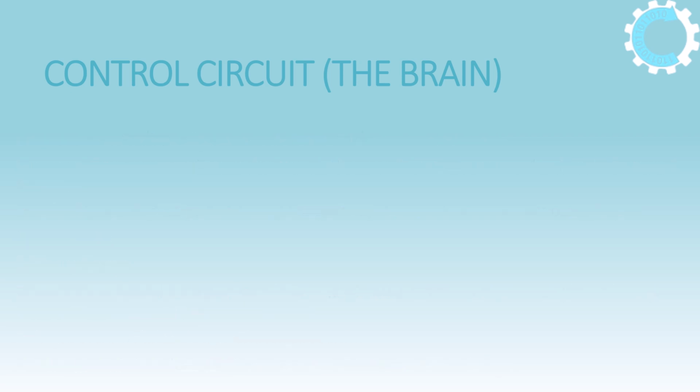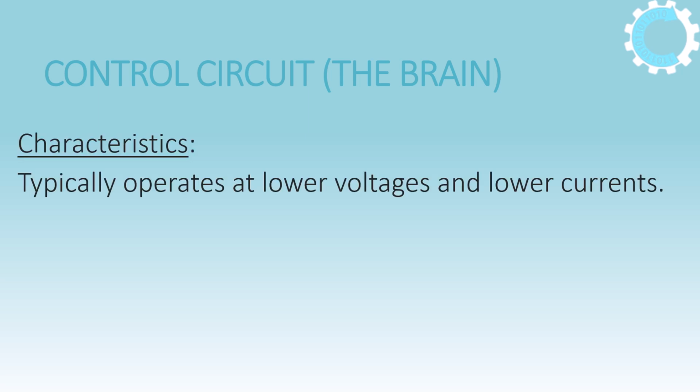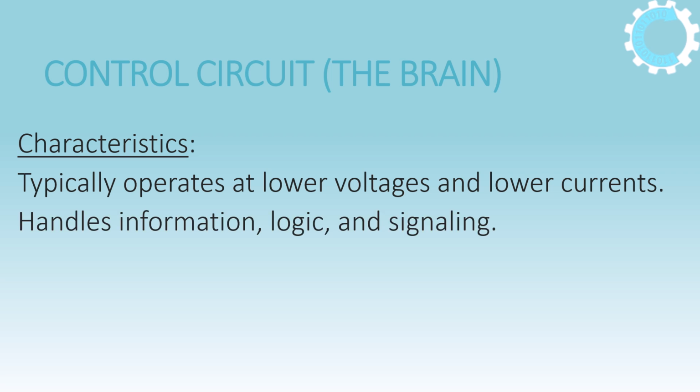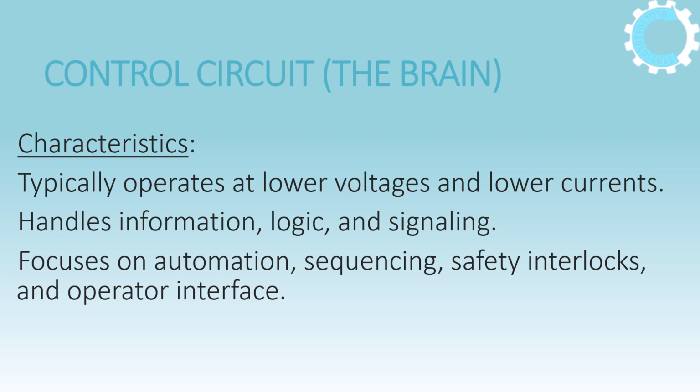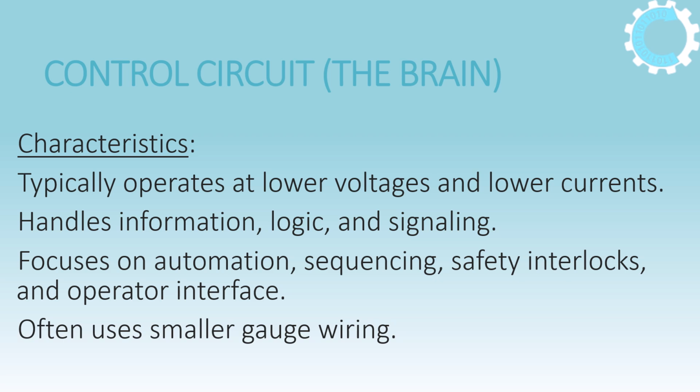What we need to keep in mind about the control circuit is, first, it typically operates at lower voltages, like 24 volts DC or 120 volts AC, and lower currents. Second, it handles information, logic, and signaling. Its role is the automation, sequencing, safety interlocks, and operator interface. And finally, it often uses smaller gauge wiring because of the low power involved.